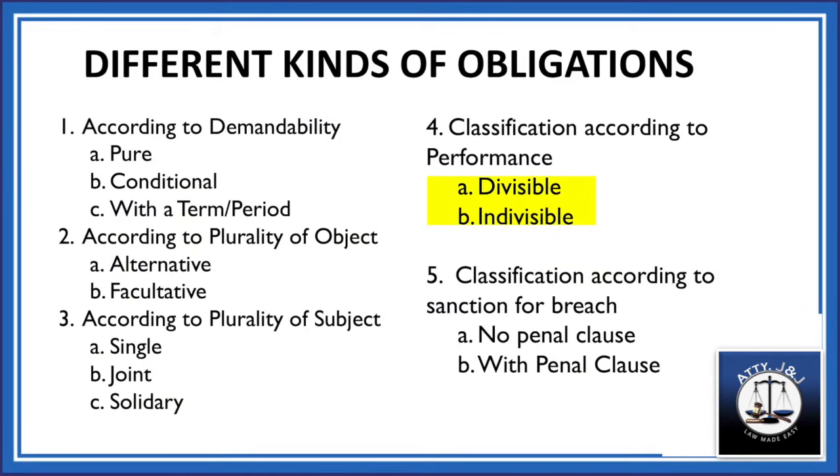Today, we will continue pa rin sa discussion ng kinds of obligations classified according to performance. Ito po ay ang divisible and indivisible obligations. That is Article 1223 to 1225. Medyo madali lang ang topic na to kasi somehow, na-discuss na rin naman natin siya, yung concept niya previously.